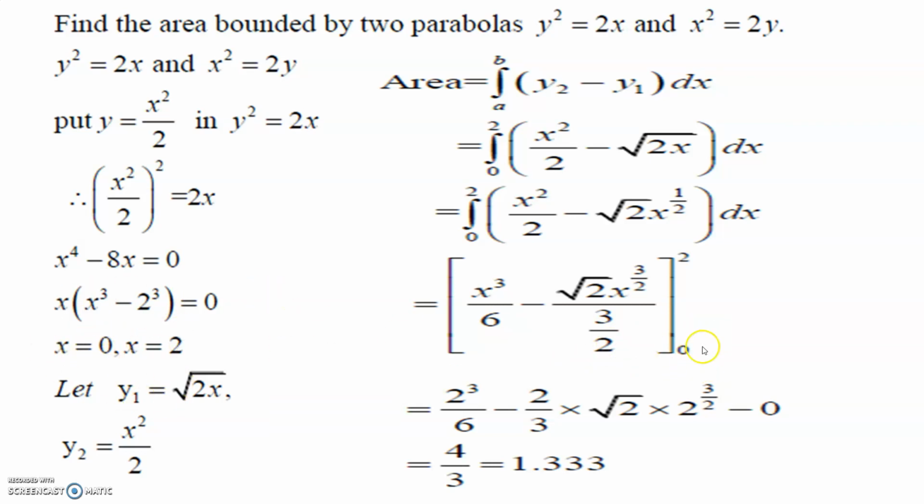By deriving this, instead of x we put 2, giving 2 cube upon 6, and instead of x we put 0 in this expression. 0 minus 0 is 0, so we derive 2 cube upon 6 minus 2 upon 3 into root 2 into 2 raised to 3 upon 2. We simplify and derive the final answer: 4 upon 3, that is 1.333 square units.